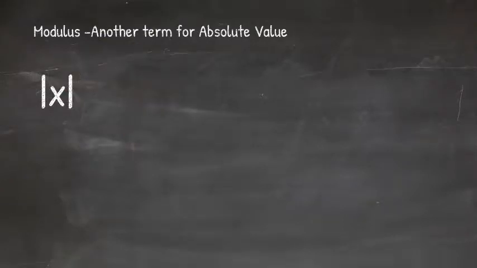Next is the symbol that we use for absolute value. It's the number we're concerned with, in this case the variable x, with short little vertical lines on either side of it. This symbol would be read as the absolute value of x.